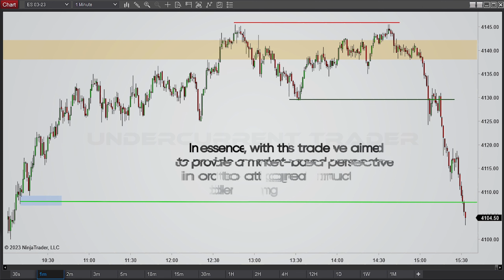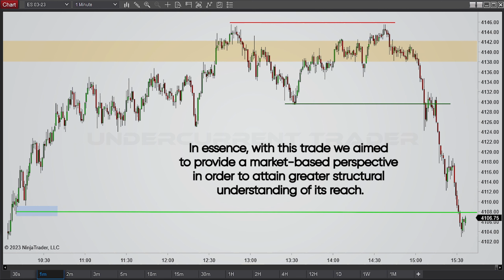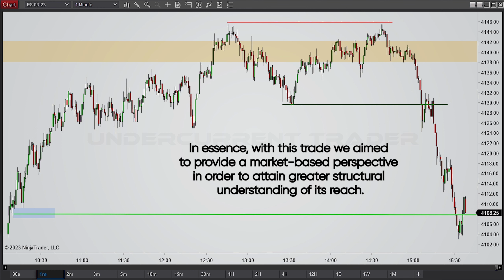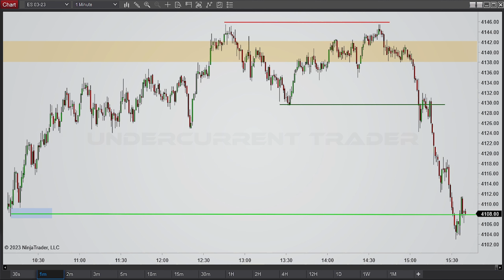So guys, what we basically try to do with this trade here is frame the market contextually so that we could gain a structural insight into its potential reach. I think that this approach enables analytical traders to segment the market in order to make more accurate predictions about where it is headed.